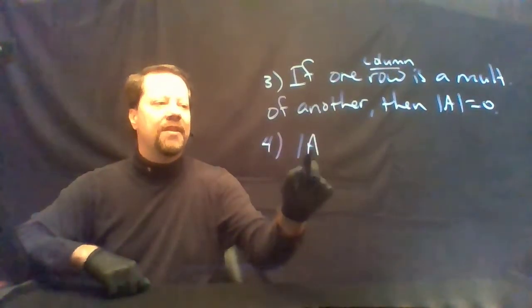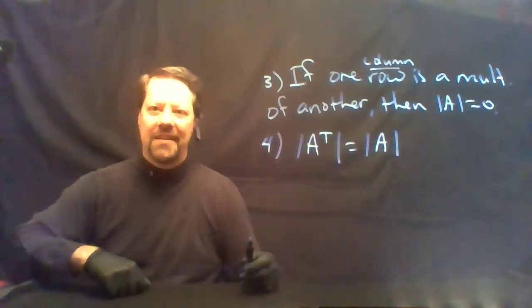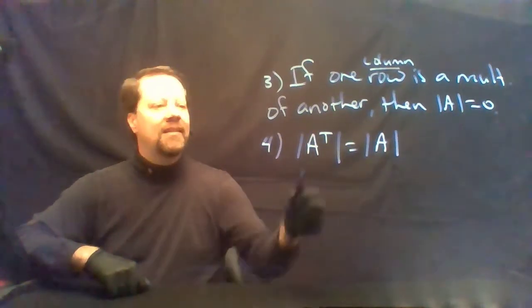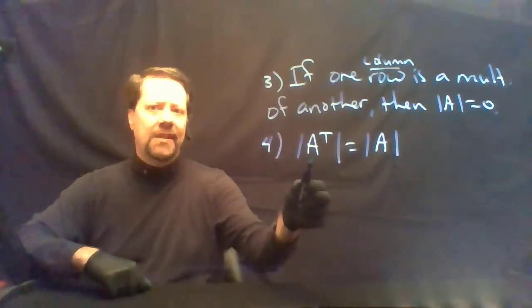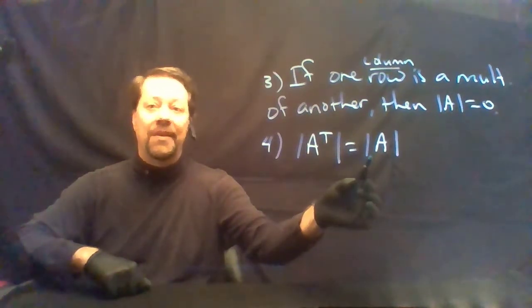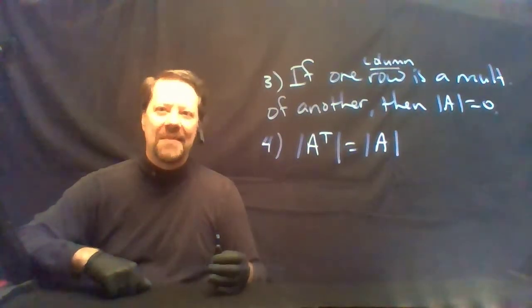The determinant of the transpose of a matrix is the same as the determinant of the matrix. This is pretty easy to see. The cofactor expansion around the first column of a transpose will equal the cofactor expansion around the first row of A. So you get the same thing.